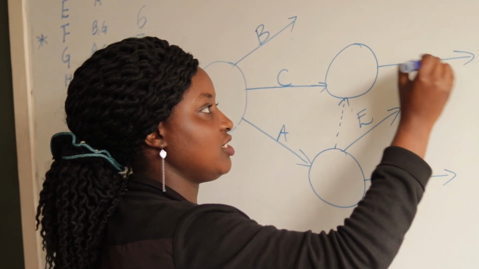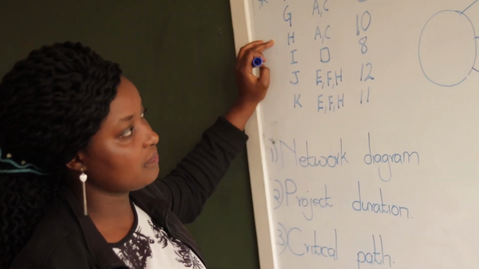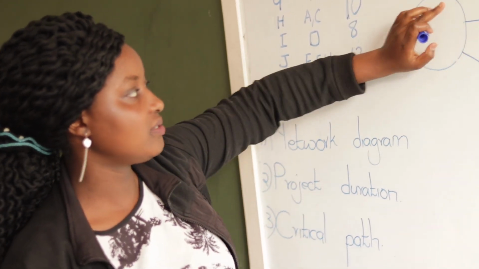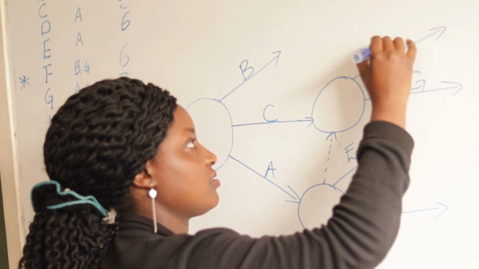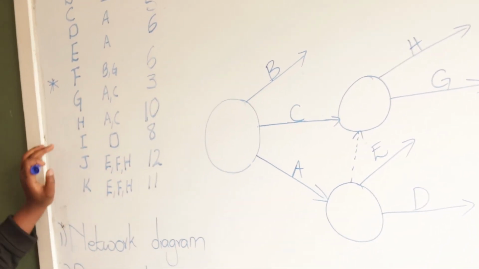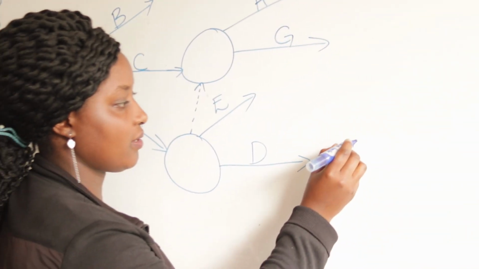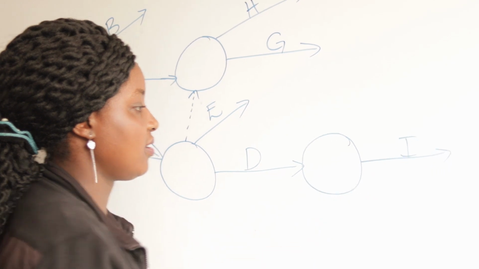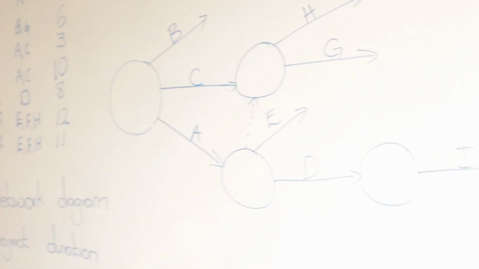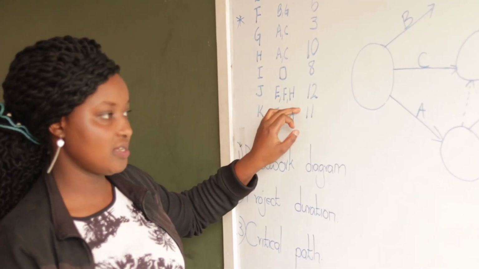So E may produce G. Then H comes from A and C. So this was A, remember, this is C. It will also give us H. Then activity I comes from D. So this is D. Then we have activity I. Then activity J comes from E, F, and H.